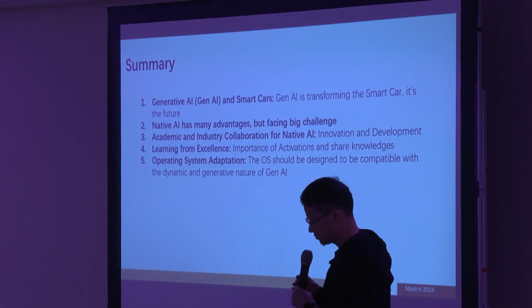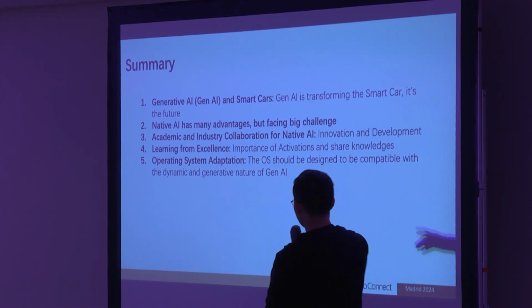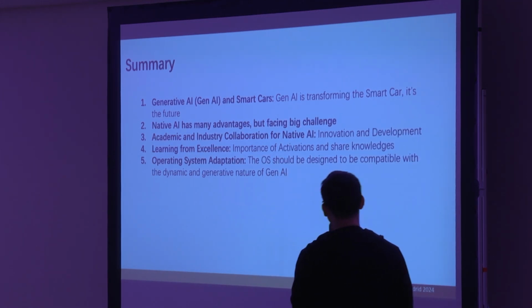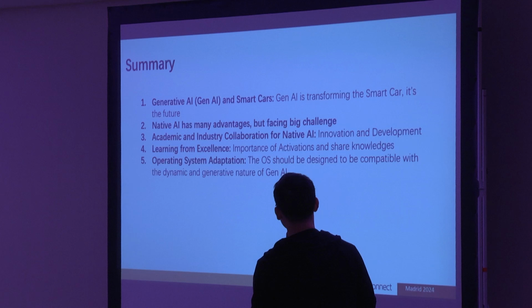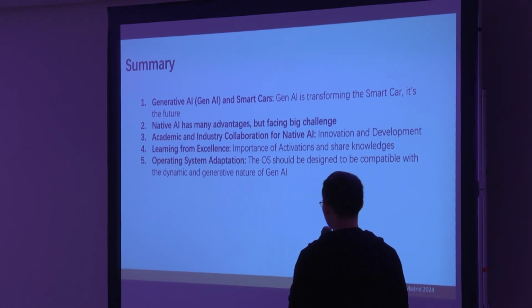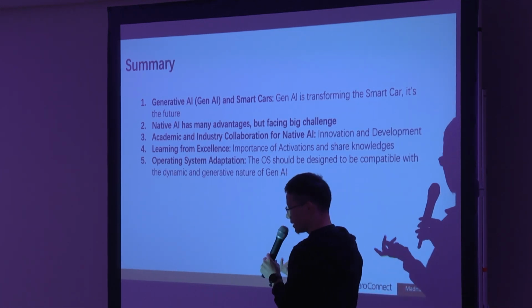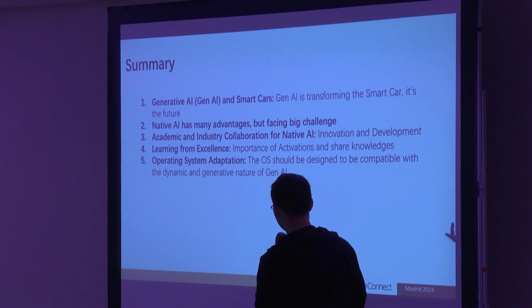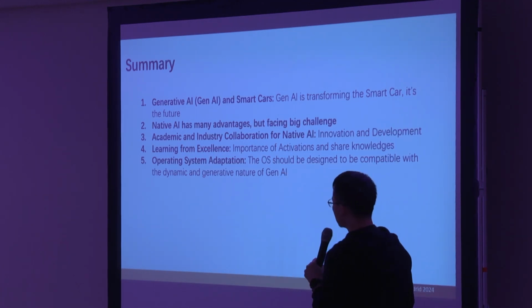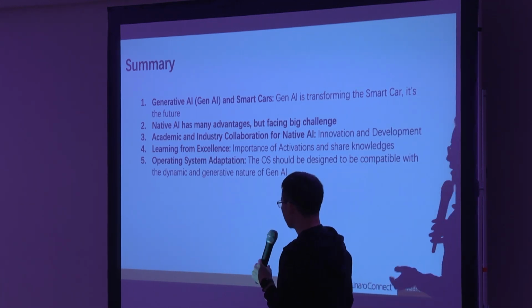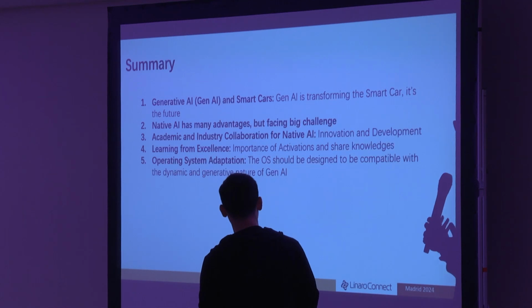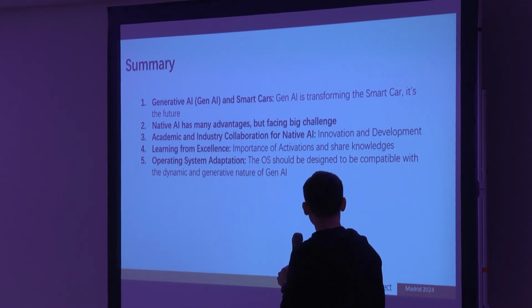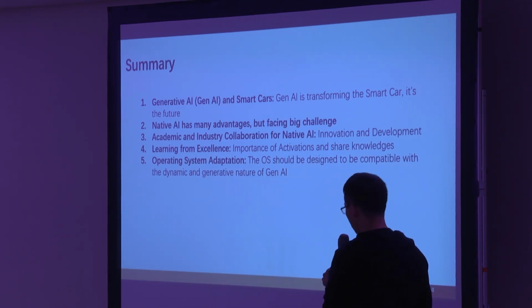Summary, which you can take away. The first, general AI and the smart car. General AI is transforming the smart car. It's the future. And the second, native AI has many advantages, but faces big challenges. We have discussed that. And the third is academic and industry collaboration for native AI, especially for innovation and development. It's very, very important.